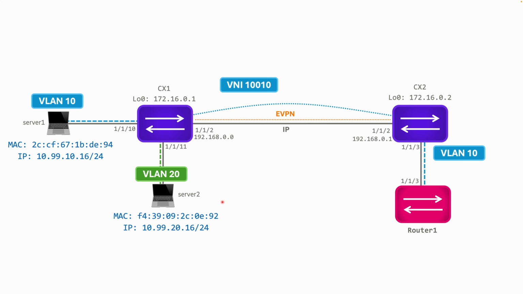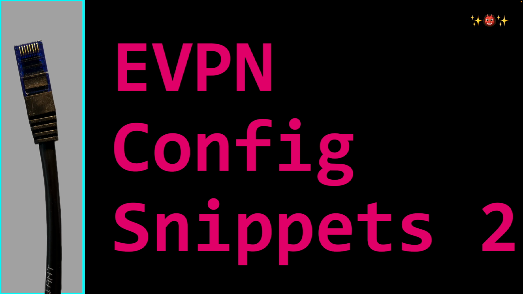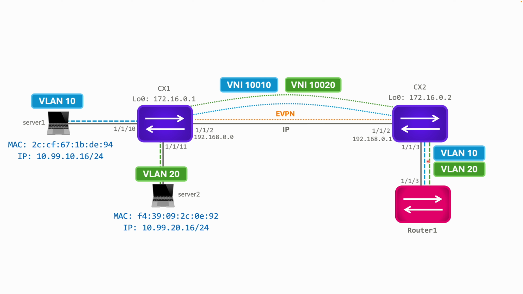So server 2, I've transitioned that to VLAN 20. You can see that is in a different subnet, 10.99.20.16/24, and this is 10.99.10.16 for server 1. So server 1 and server 2 are in different subnets, in different VLANs. And then that VLAN 20, I'm going to map to VNI 10,020 between CX1 and CX2, and also extend that VLAN down to router 1 on that trunk.